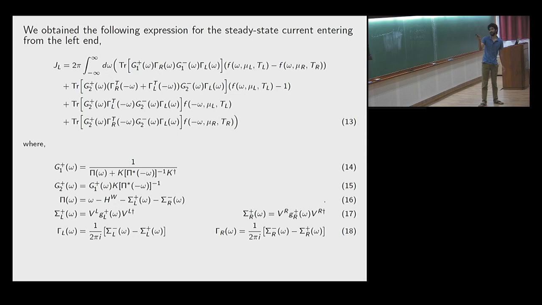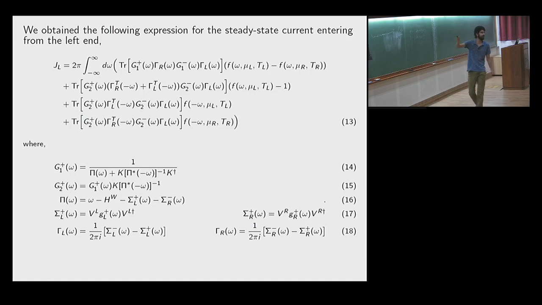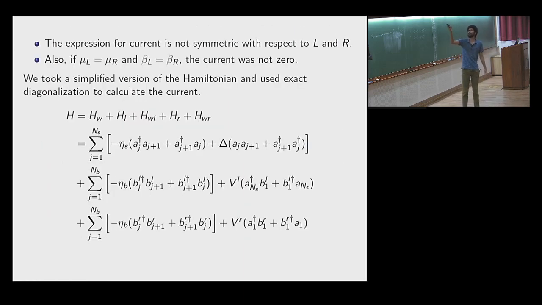But there were certain things about this result which made us a bit skeptical. First, the expression of the current was not symmetric with respect to L and R. This was the current calculated at the left end. The current calculated at the right end would be symmetric; you just replace L by R, and the calculations would be similar. So we found that the expression is not symmetric with respect to L and R. It means the current going in from the left end is not the current leaving from the right end.